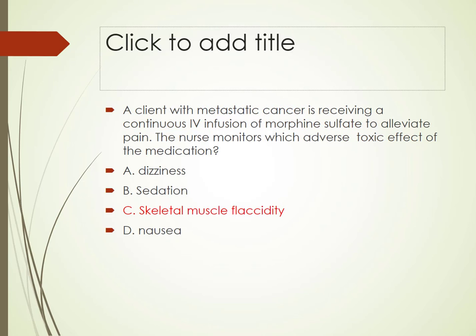The answer is skeletal muscle flaccidity. And as you all know, morphine is an opioid. It's a narcotic. And again, when you're giving this type of medication to your client, you have to be very careful on its adverse effects. And when you're looking at the question again, it's asking about adverse toxic effect. Okay, because some of you might be choosing letter A or letter B. When you look at A and B, they're pretty much similar options. You eliminate them. Remember, that's also one of the test-taking strategies.